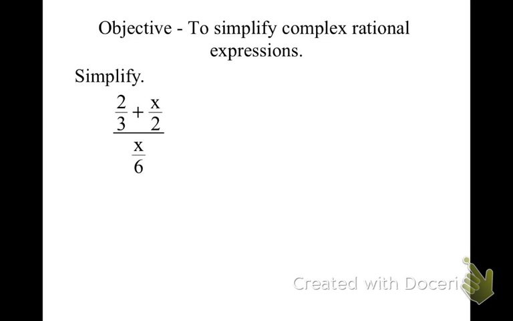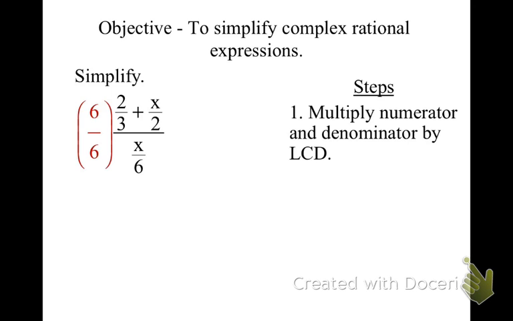So what I want to know is what number could we multiply everything by to clear 3, 2, and 6? 6. So I'm going to multiply everything by 6. I'm going to use the identity property and multiply by 6 over 6. When I'm multiplying by 6 over 6, I'm really just multiplying by that fancy 1. We're using the identity property, so it's not changing the value. Now, I'm multiplying the whole fraction by 1.